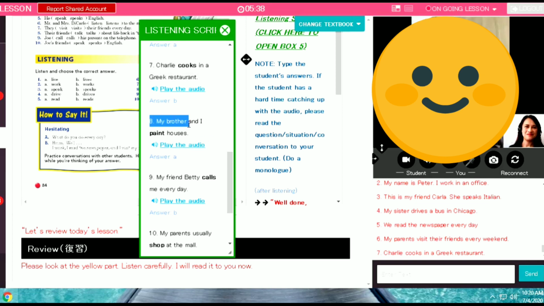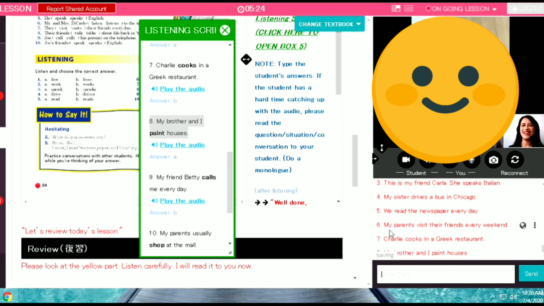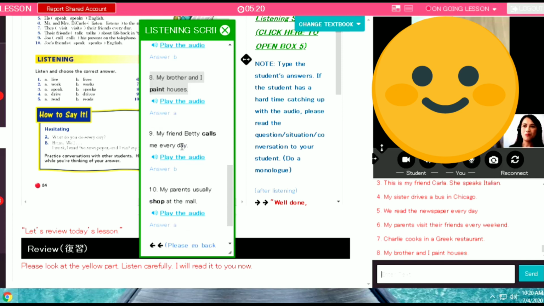My brother and I paint houses. A. Paint. Yes, very good. Okay, so my brother and I paint houses. My brother and I paint houses. Very good. Number 9.